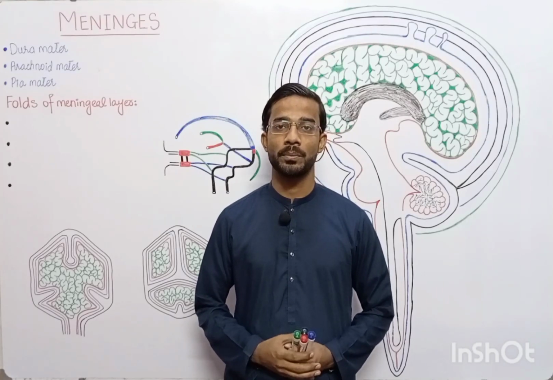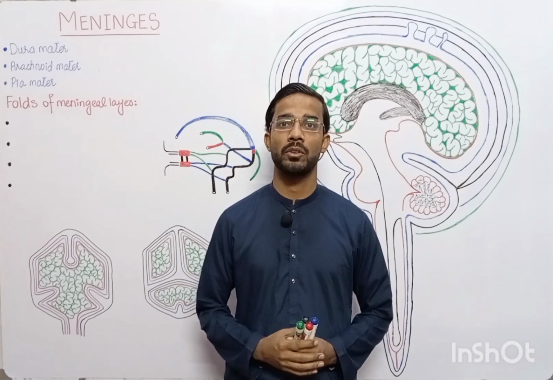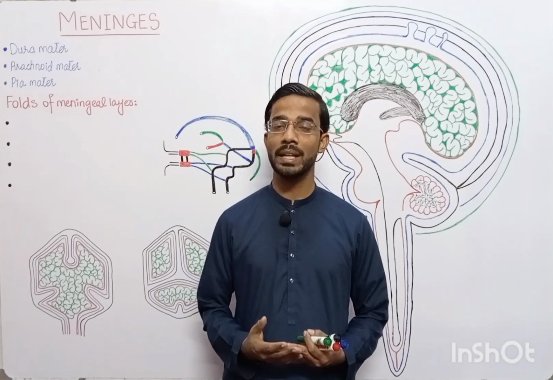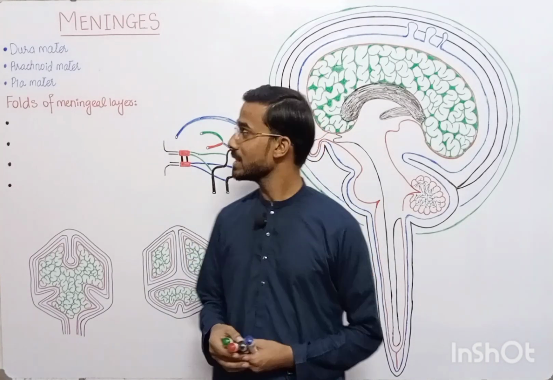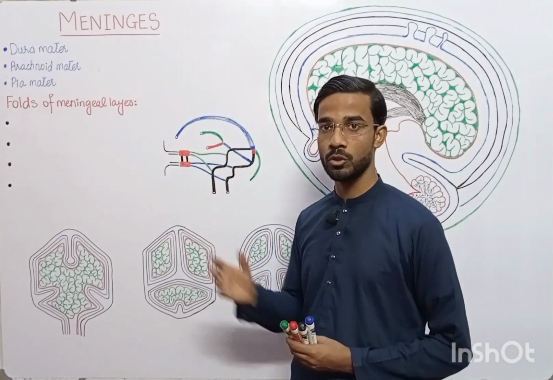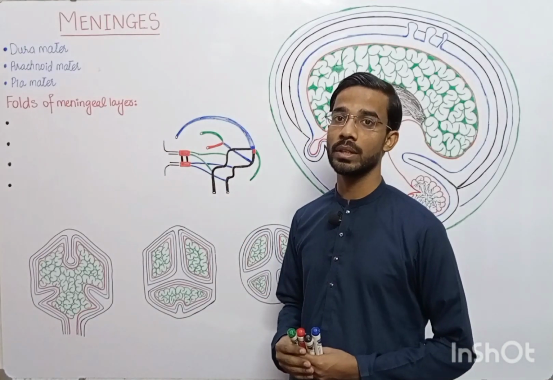Welcome to Lecto. Today we are going to discuss meninges of the brain and the spinal cord. These are basically the three layers which protect both brain and the spinal cord. So these layers are, first one is the dura mater, which is the outermost layer. Second one is the arachnoid matter, and third one is the pia mater.